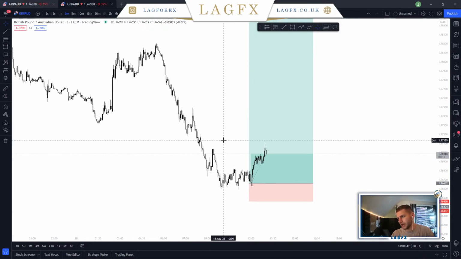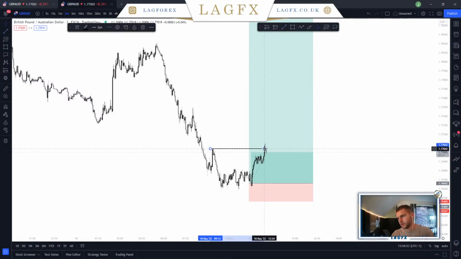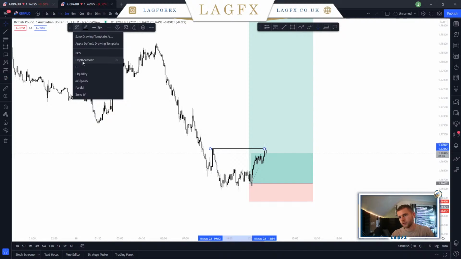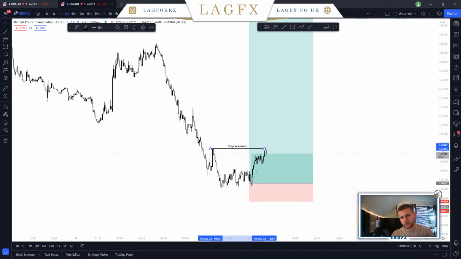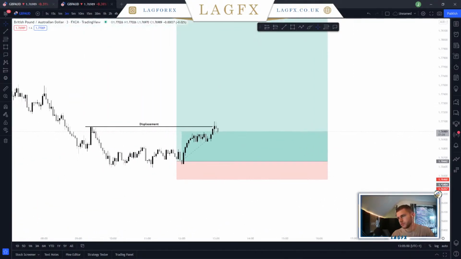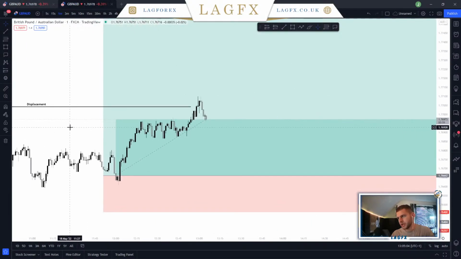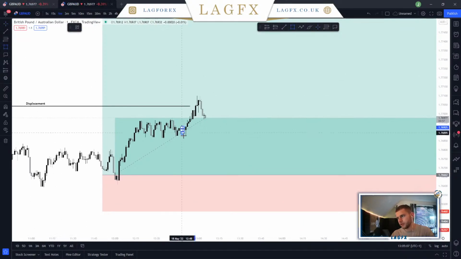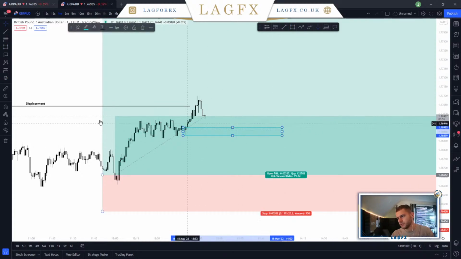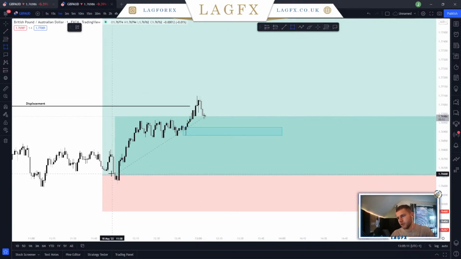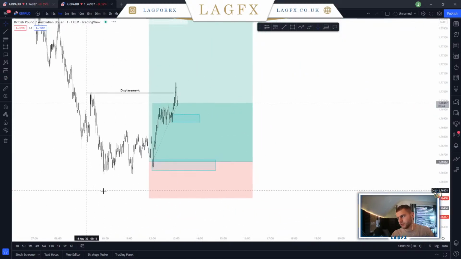We have now just had a displacement of the high, so some potential confirmation that price will continue higher. We could arguably be looking for a retracement into some form of demand zone, which could be seen at this level, and then also at one of the levels down here. So we can just wait to see how price reacts from now.